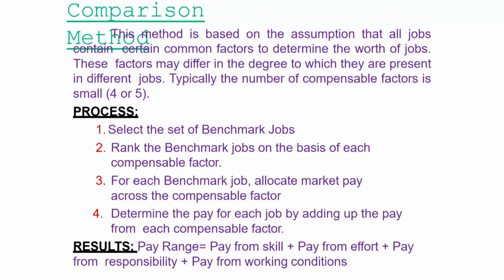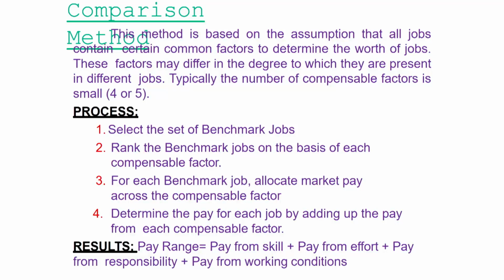Now another analytical method of job evaluation is the comparison method. This method is based on the assumption that all jobs contain certain common factors to determine the worth of the job. These common points can be anything. They can be related to the mental requirement, the physical requirement, the responsibility requirement, the working condition, and so on and so forth. These factors may differ in the degree to which they are present in different jobs. Typically the number of compensable factors is 4 to 5.